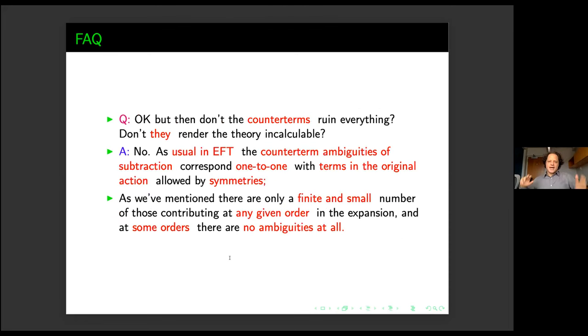Okay, but then you might ask, don't the counter terms render everything incalculable? But no, as usual in EFT, the counter term ambiguities of subtraction correspond one-to-one with terms in the original action which are allowed by the symmetries. And as we've mentioned, there are only a finite and small number of those contributing at any given order in the expansion. And at some orders, there are no ambiguities at all.